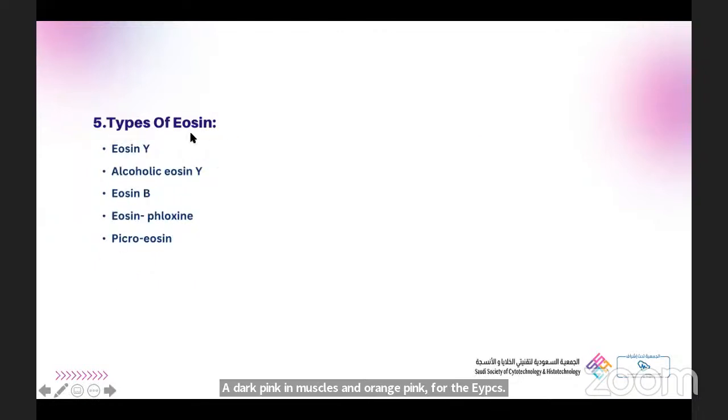The types of eosin: first, eosin Y, which is the most widely used, and it's soluble in both alcohol and water. Then alcoholic eosin Y, eosin B, erythrosine, and phloxine. They all serve the same purpose, and they all give the same end result.